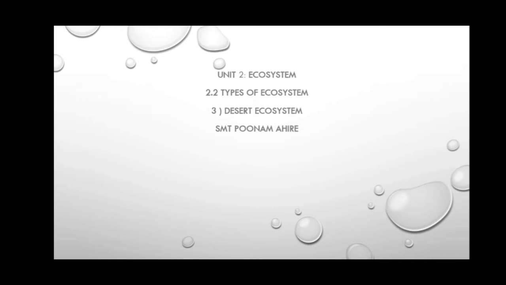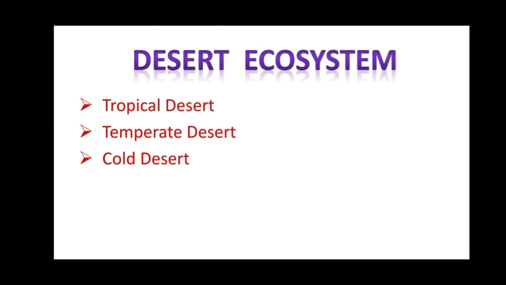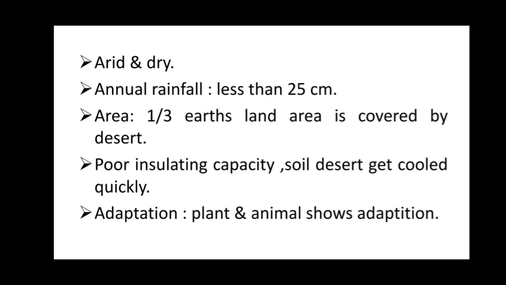We are going to study the desert ecosystem. There are three different types of deserts: tropical desert, temperate desert and cold desert. The general characteristics of deserts: deserts are arid and dry. The annual rainfall is less than 25 cm. The total area of the earth occupied by deserts is one third.